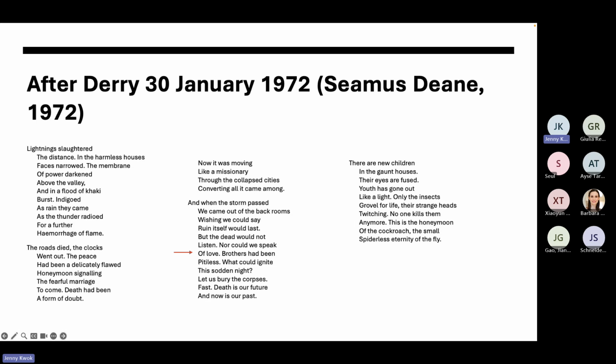So I've picked 2 poems for closer reading and study of the result, just to elucidate my point. The first one is by Seamus Deane. The second is also by Seamus, but another Seamus. Seamus Deane published this in 1972, and the title is called After Derry, 30 January 1972.